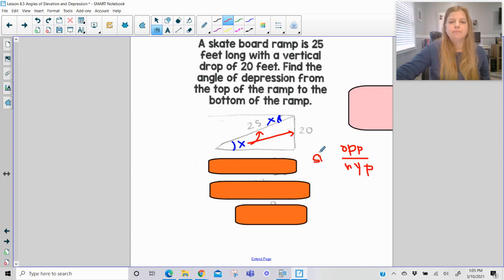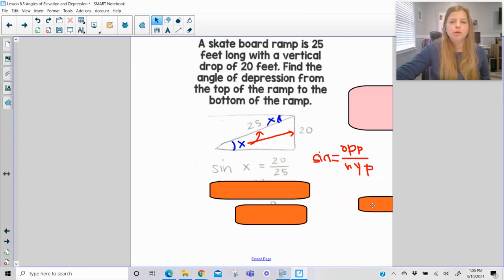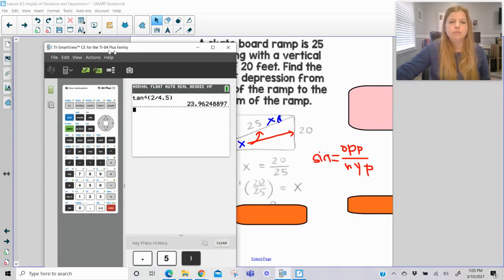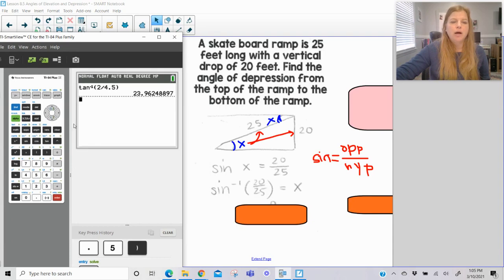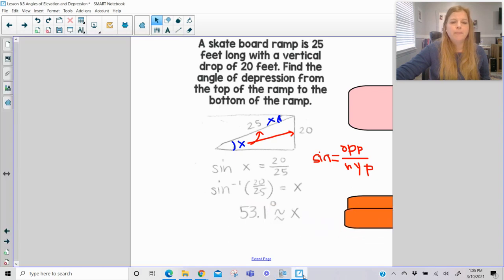It is sine. Sine is opposite over hypotenuse. So we're going to say the sine of x is equal to 20 over 25. We're then going to say, okay, well then the inverse sine of 20 over 25 is actually going to give us the measure of that angle. So I'm going to go ahead and click into my calculator again. On the graphing calculator, you can just type it directly in. So second, inverse sine, 20 over 25. Press enter. I get 53.13.